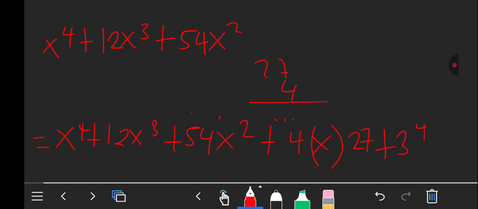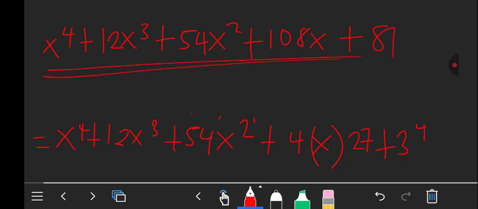Okay, 27 by 4, that is 4 times 7, that is 28. 8 carry 2, that is 2 times 4, that is 8. 8 plus 2, that is a 10. So that is 108. 108x, then plus 3 to the power 4, 81. So that is how you expand.